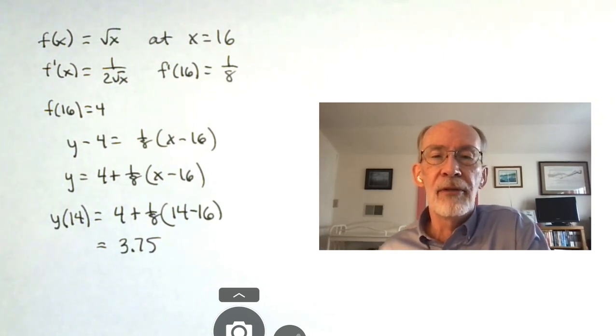It's the value that we arrived at by using a tangent to the square root at a value near 14. So let's go back and see how that looks on Desmos.